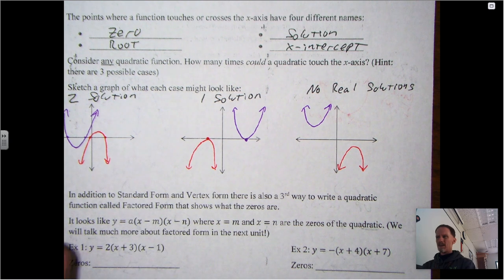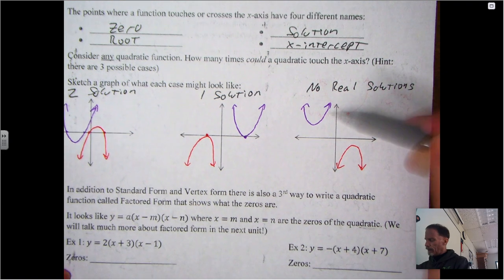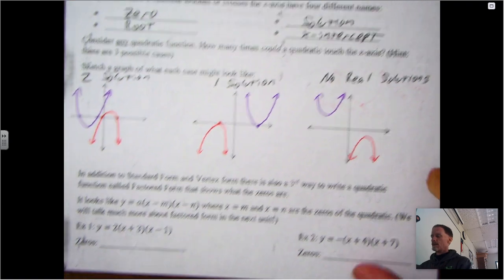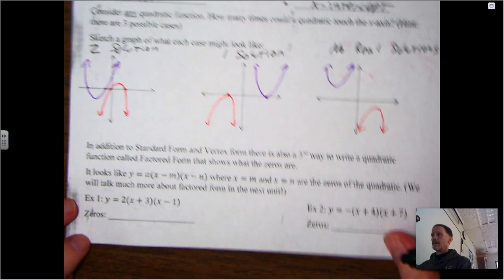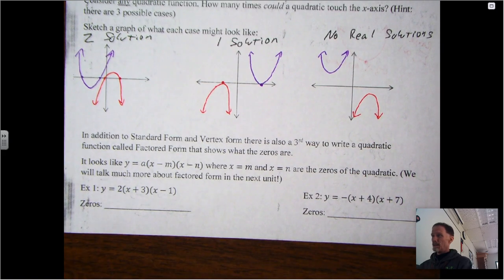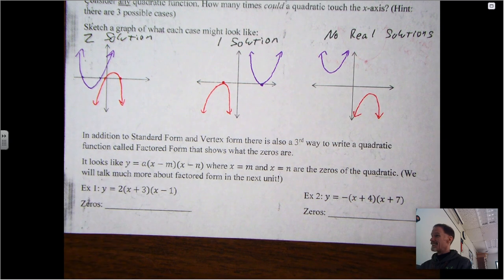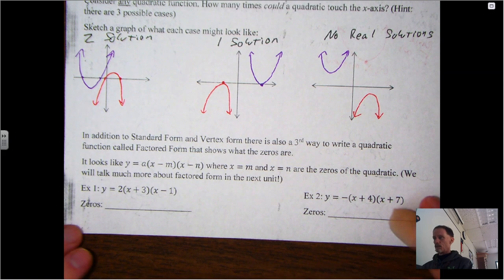Now, why did I put the word real in there? A preview of a little bit later on. We're going to see in about a month, we're going to learn about numbers that are called imaginary numbers. And so even these guys, even though they don't touch the axis, they still have solutions, but they are imaginary solutions. So we'll talk about that later on.